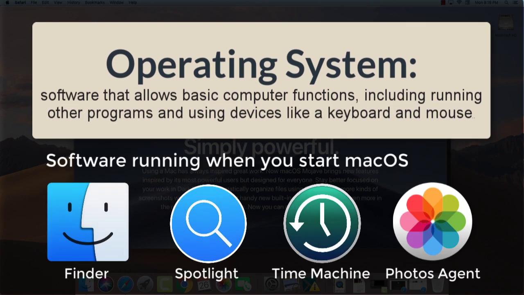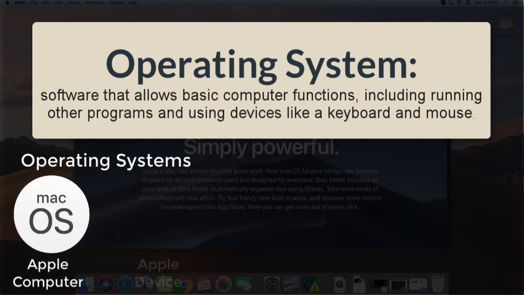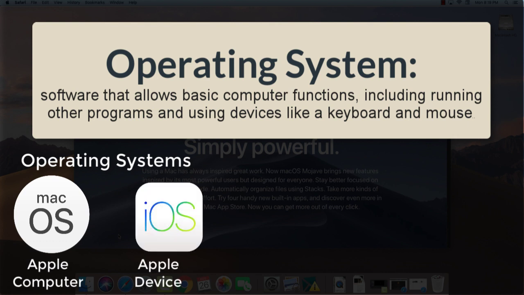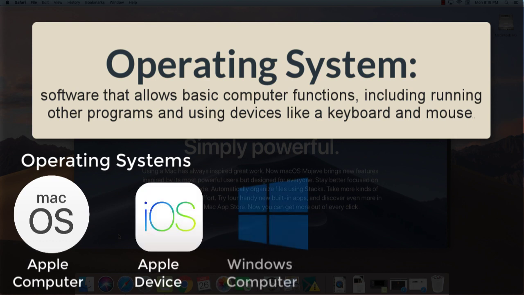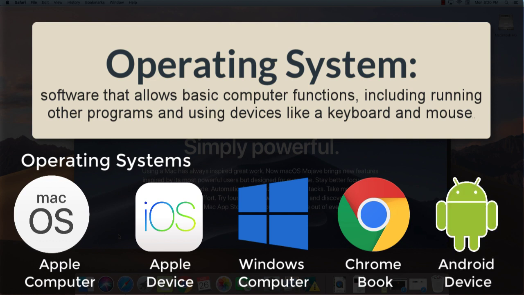So a lot of things run on computers when we turn them on. If it's an Apple product, then you're running macOS. Or if it's a device like an iPad or an iPhone, then you're probably running iOS. If you're running a PC, then you're probably running Windows. If you're running a Chromebook, then you're running their operating system. If you have an Android device, then you're running Android. So all of these operating systems are software, right?